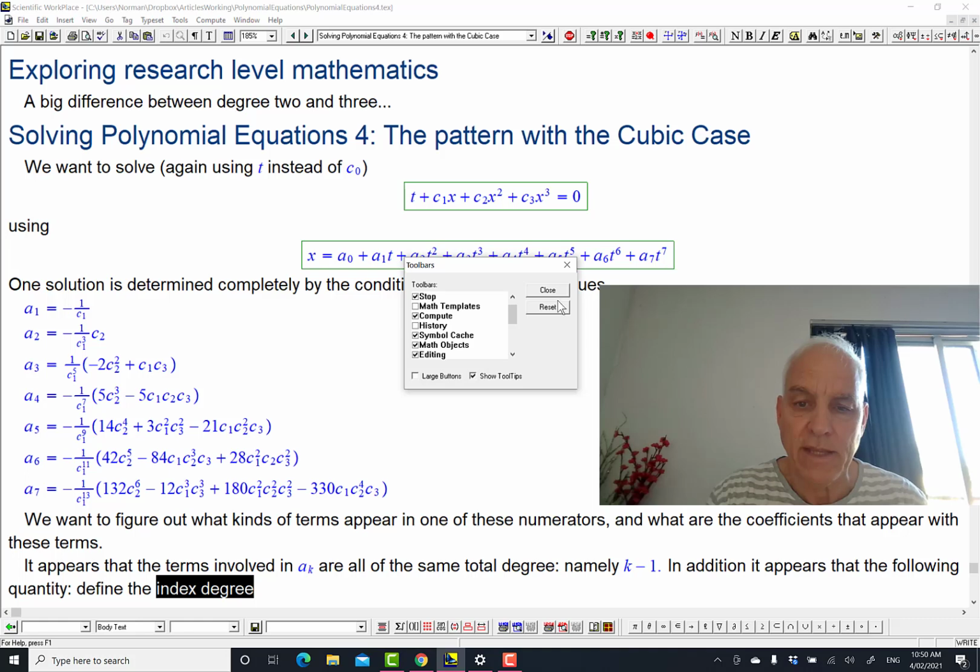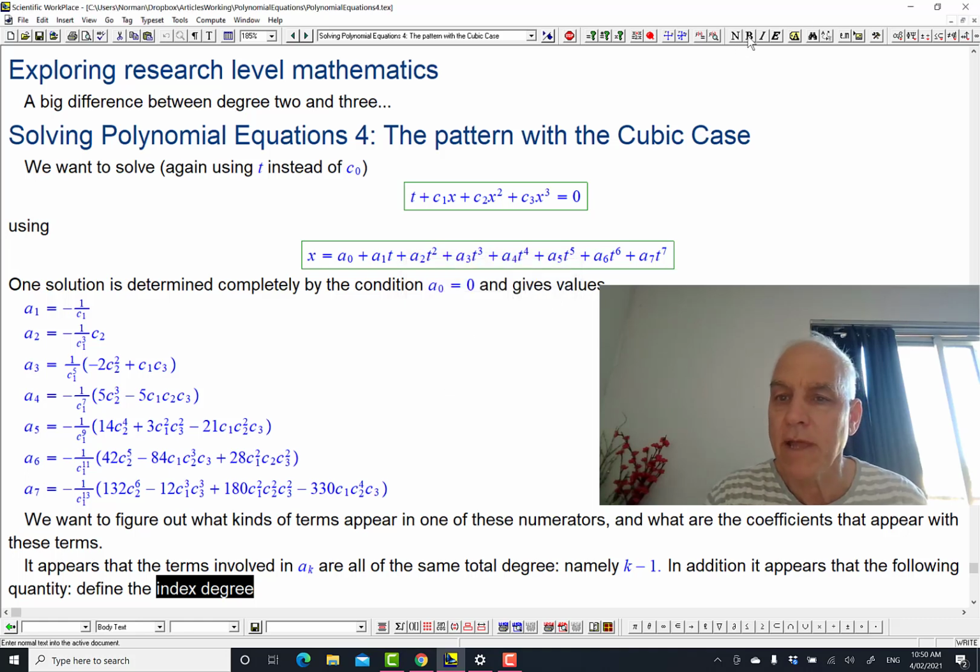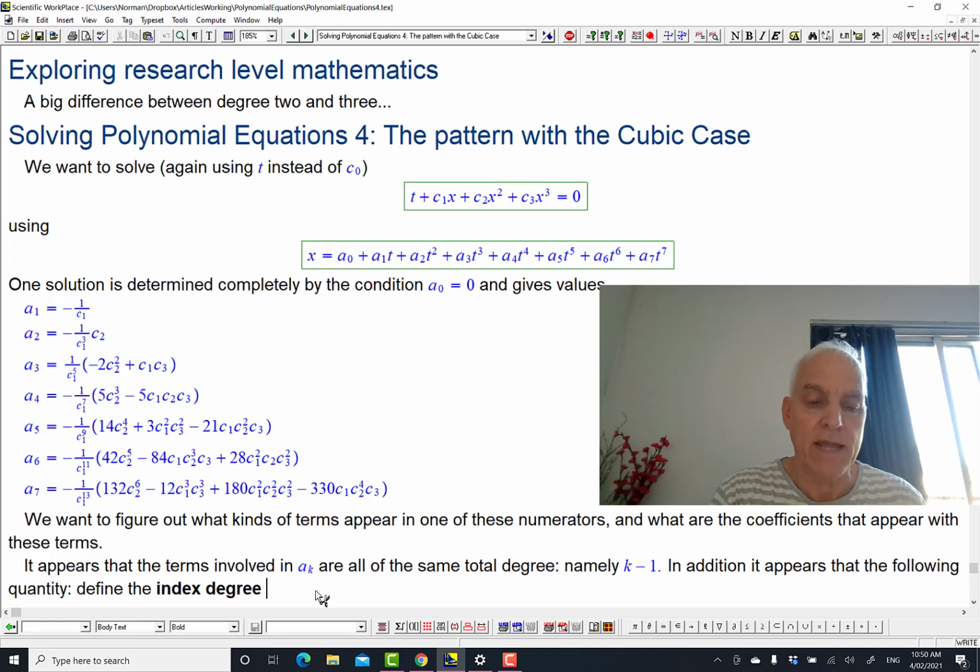But now I've just added the edit tool. There it is there, and that one there allows me to make something bold. So I'm going to put B for bold, and there we get a nice bold. So I like to make my definitions in bold. That's a relatively simple way of denoting the fact that we're defining something. So define the index degree of a term. Okay, now I don't want to continue with that bold, so let me make that normal.